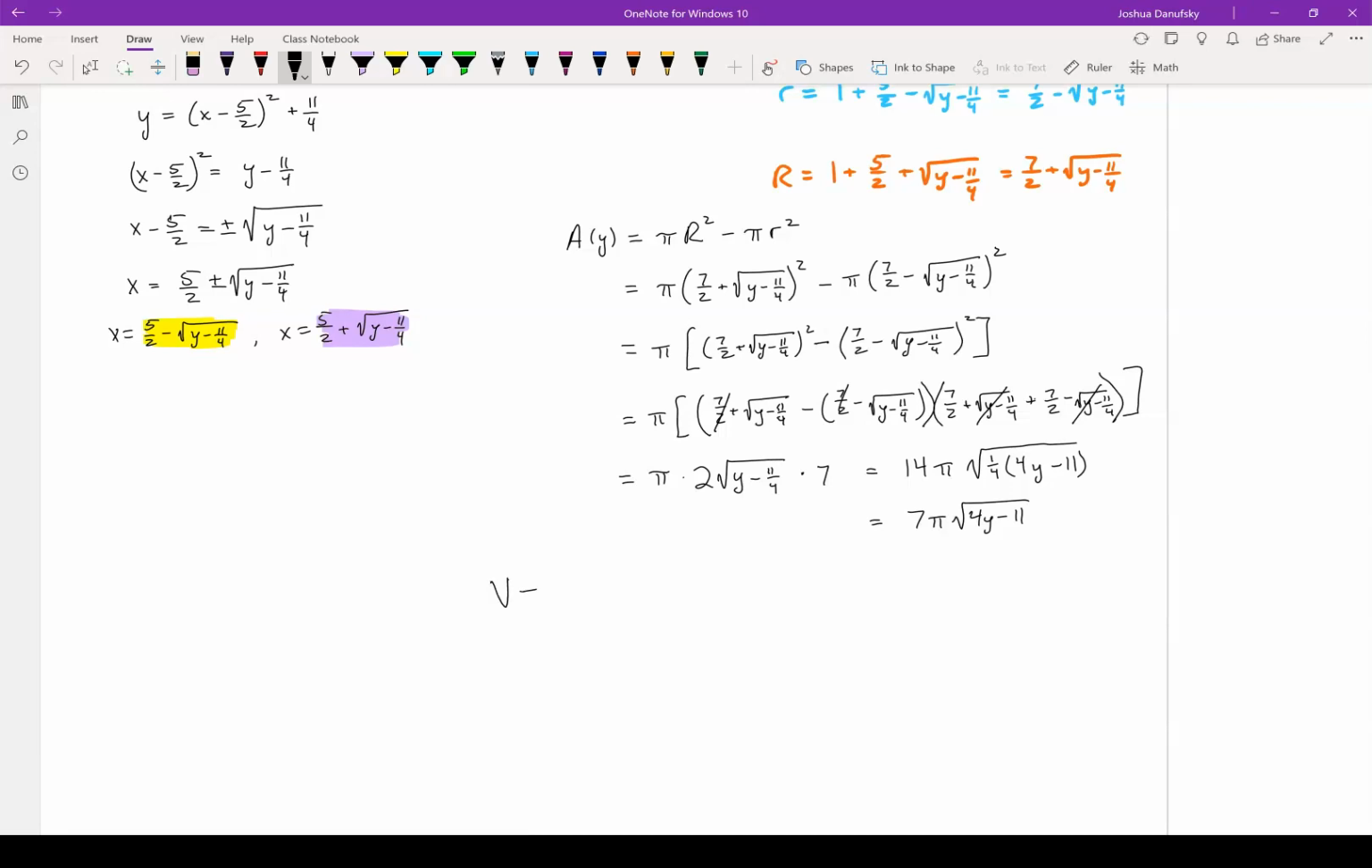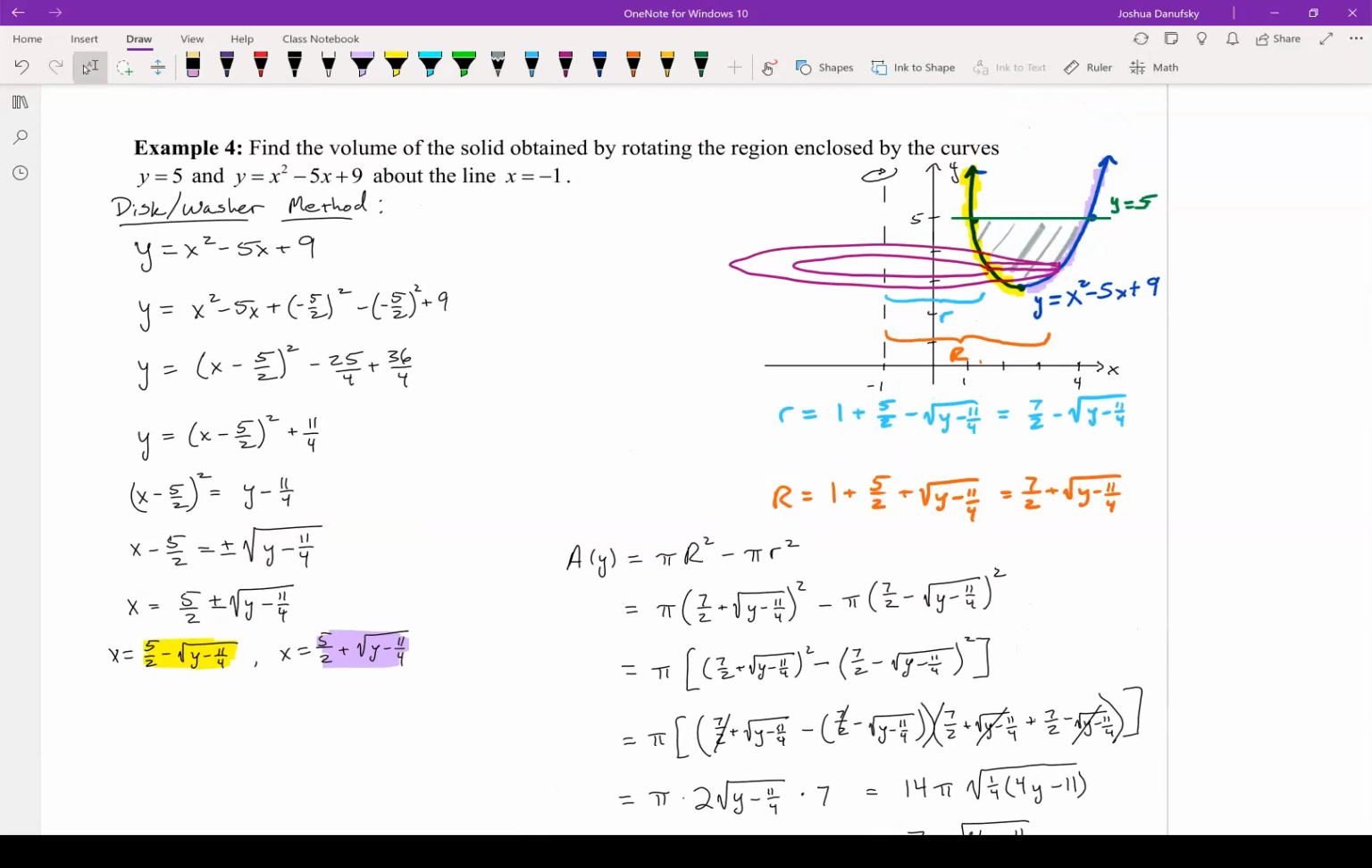So to find our volume, we're going to integrate our cross-sectional area, which is 7 pi square root of 4y minus 11 dy. Let's double check to see what the y's are starting at and going to. If we look at our original graph here, we're starting here at the vertex and going up to 5. Well, we found the vertex a while ago to be 11 over 4, so we're integrating our y's from 11 over 4 to 5.